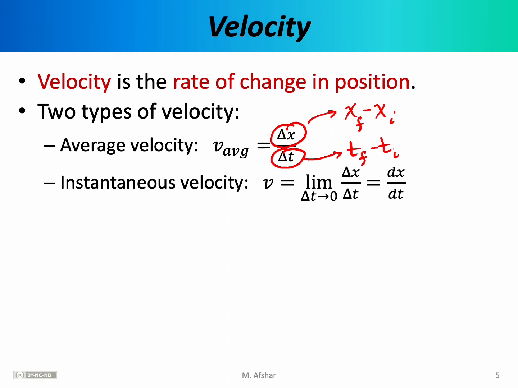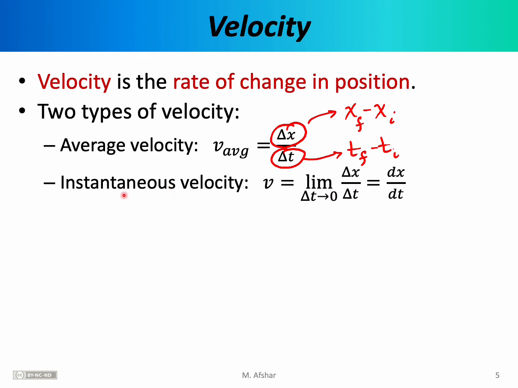Sometimes we're not interested in how fast the object is moving over some duration of time. Often we're interested in what the velocity is at a single moment in time. That's referred to as instantaneous velocity. To calculate the instantaneous velocity, we basically take the average velocity, delta x divided by delta t, and we take the limit of this ratio as the denominator, delta t, goes to 0.